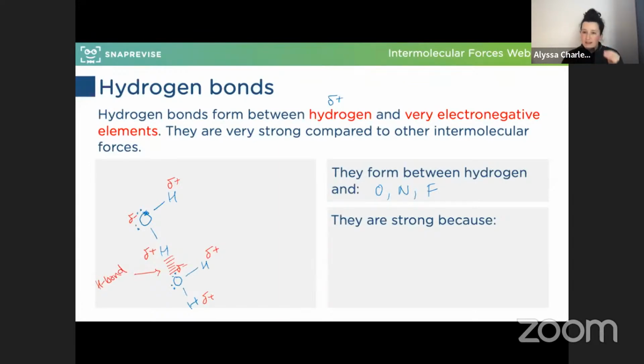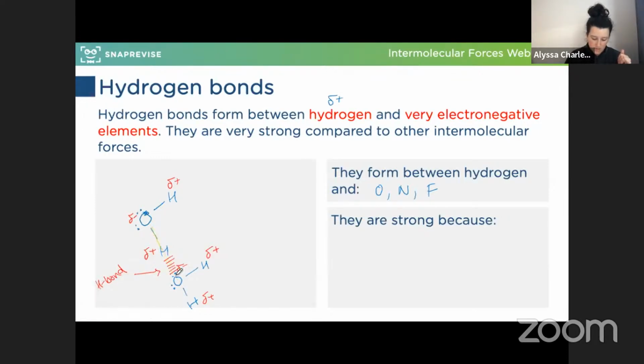It should be covalently bonded. The hydrogen should be covalently bonded to an electronegative element. And the 180 degrees needs to be between the oxygen-hydrogen bond and the hydrogen-oxygen bond. There needs to be 180 degrees like that across the molecules. This is because our lone pair is, I shouldn't have done my bonds so long there, actually. Let me just get rid of that a little bit.